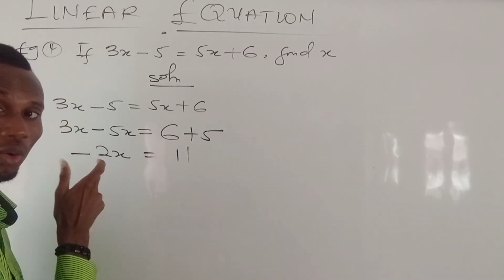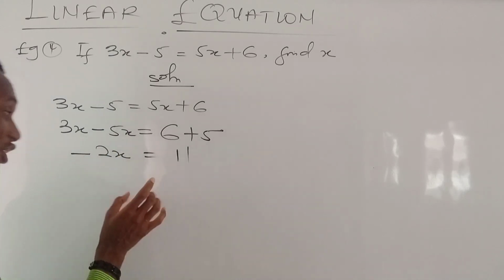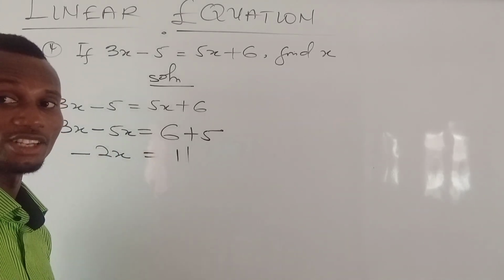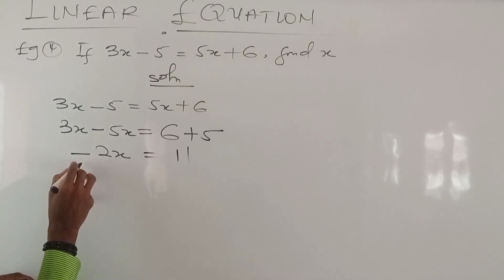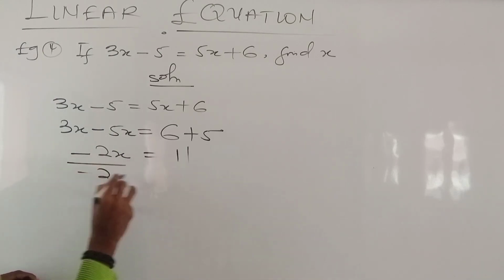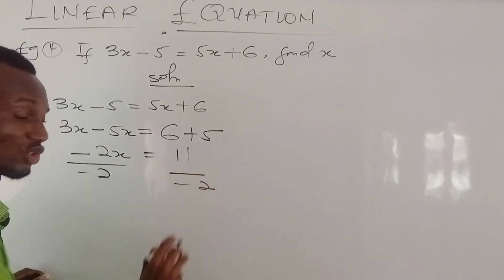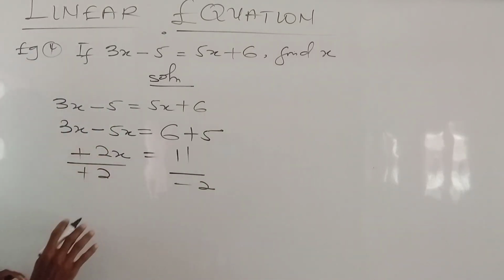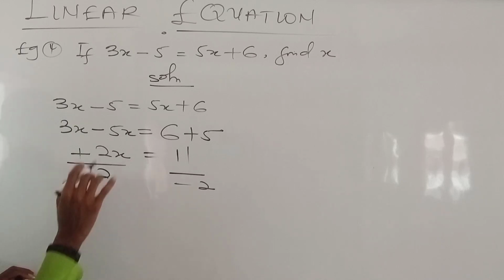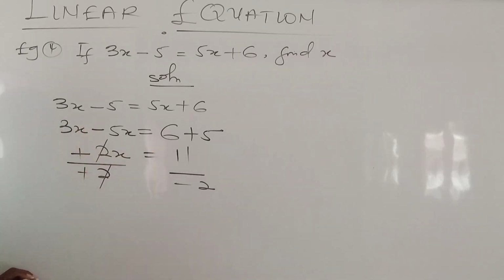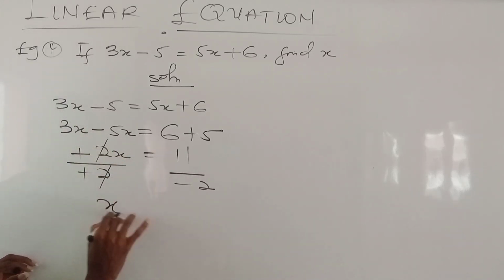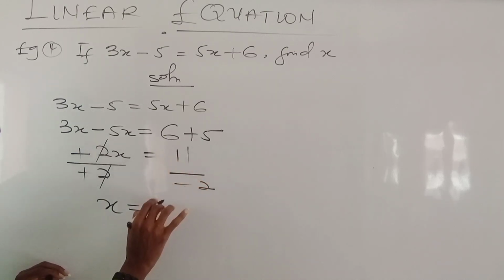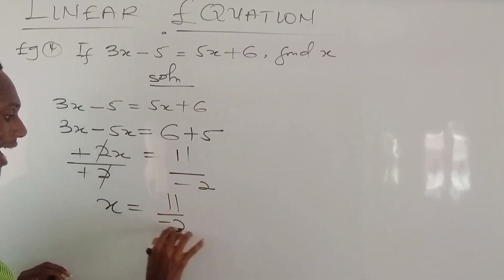So in this case, the only way to get s stand alone is to divide through by the coefficient of the s. So I'll divide here by minus 2 and here also by minus 2. Please hope the understanding is clear. So this minus and this minus will cancel away. The negative sign will cancel away, so that these 2 and these 2 will also cancel away. So now I have my s equals 11 over minus 2.